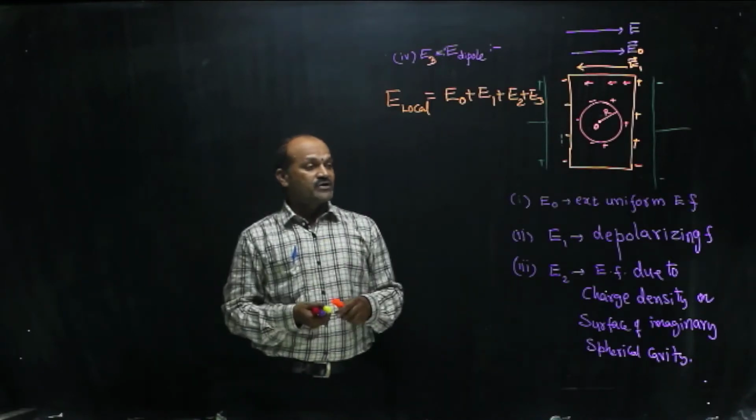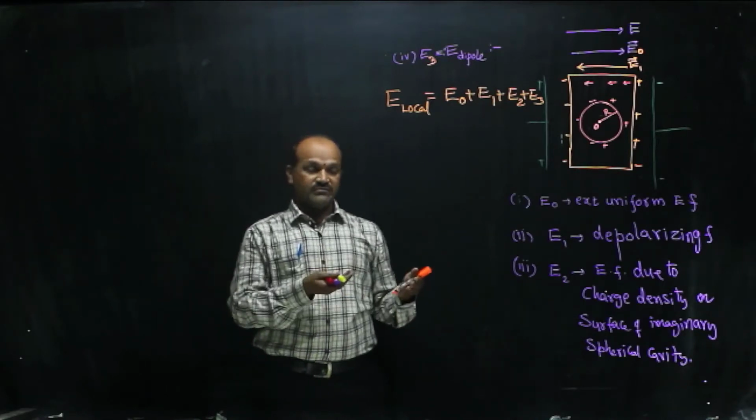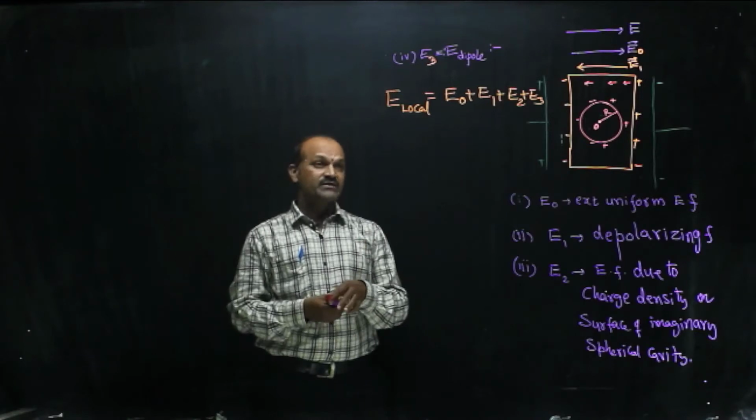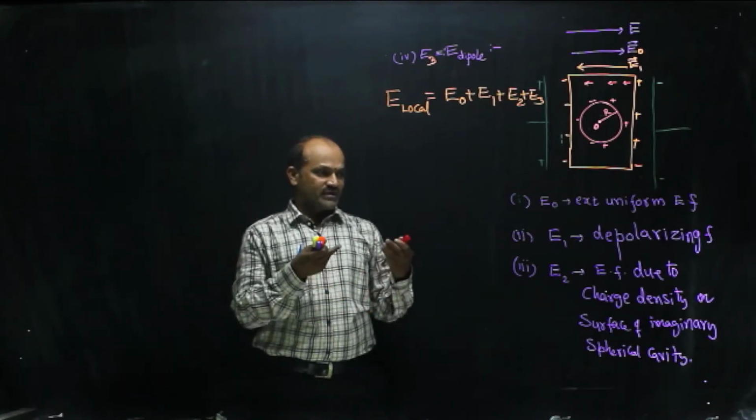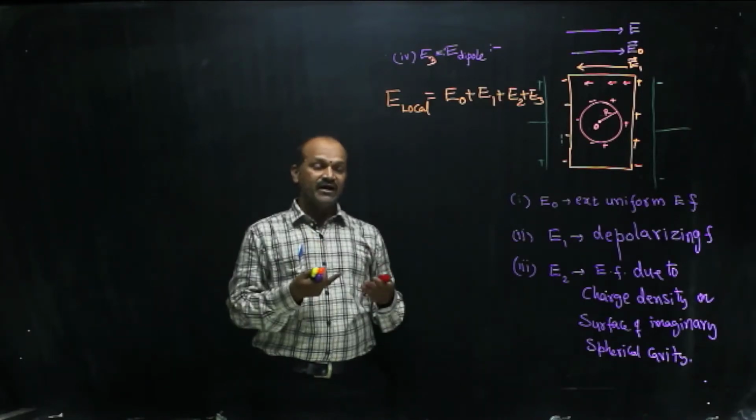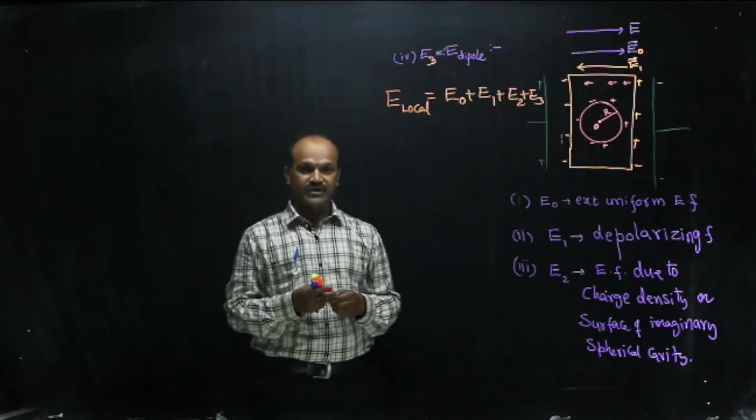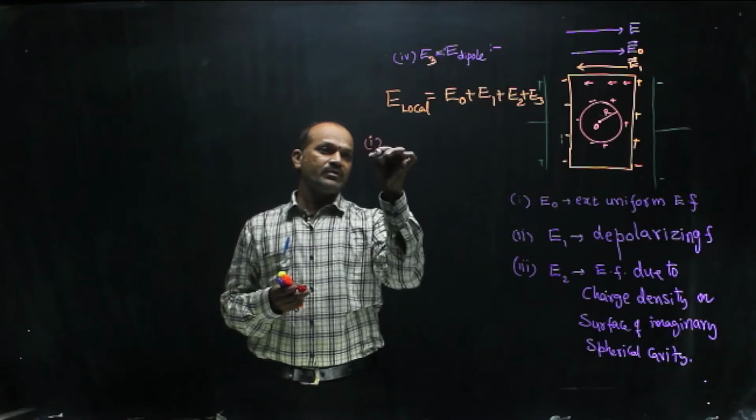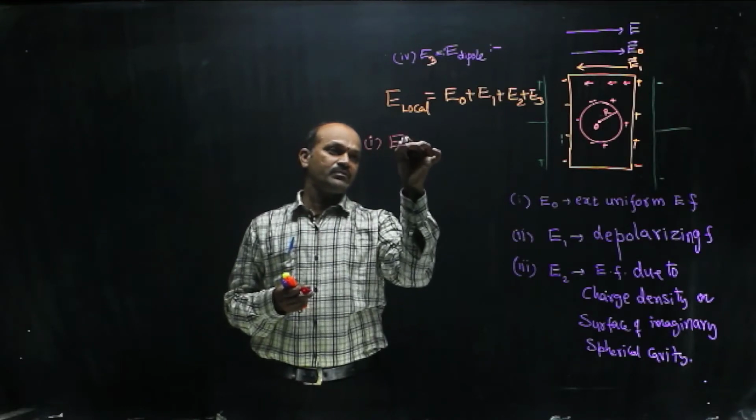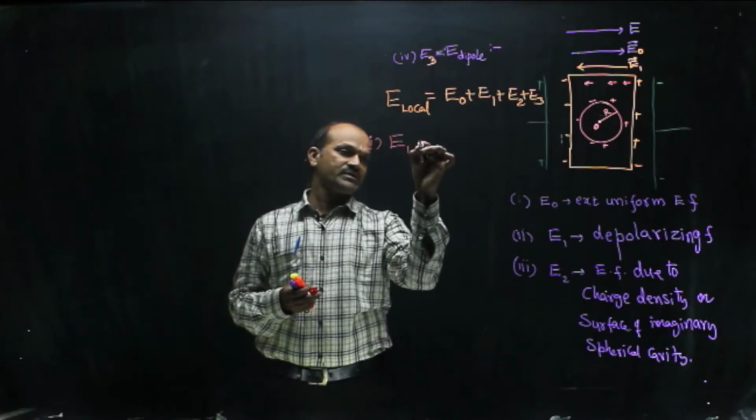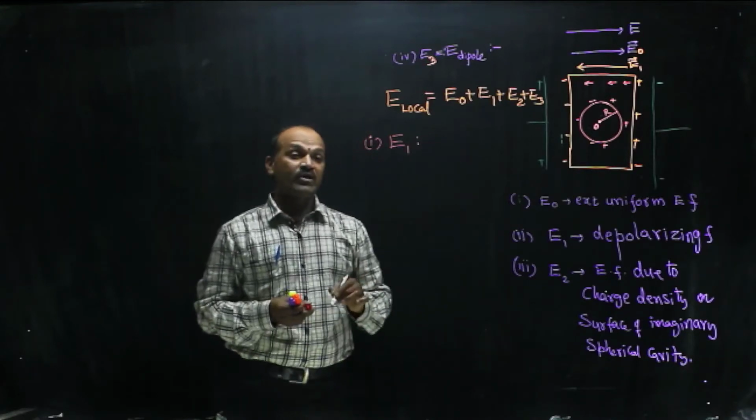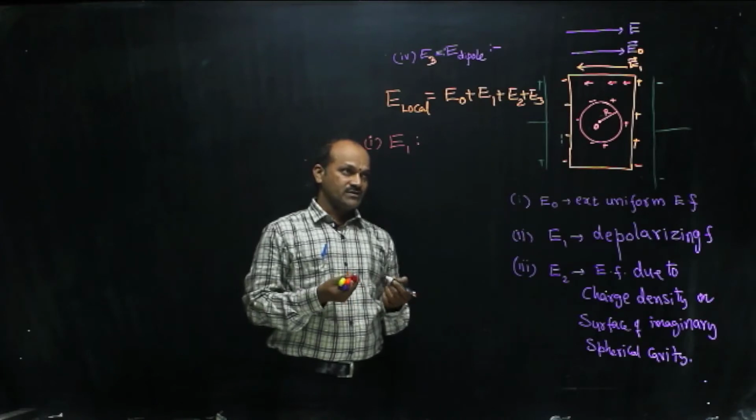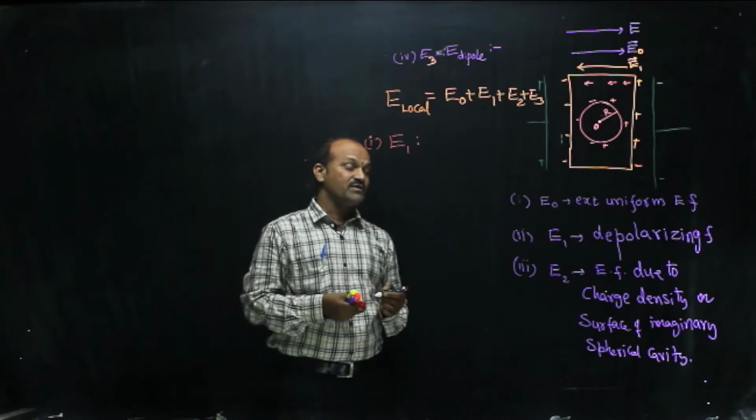Anyway, E naught is the applied external field. We know that information, E naught. And E1 is the depolarizing field. So first we'll calculate E1 and E3. Afterwards we'll go to E2. Right. So first one, E1. What is E1? Depolarizing field. That is the electric field at O due to the depolarizing field inside the slab.